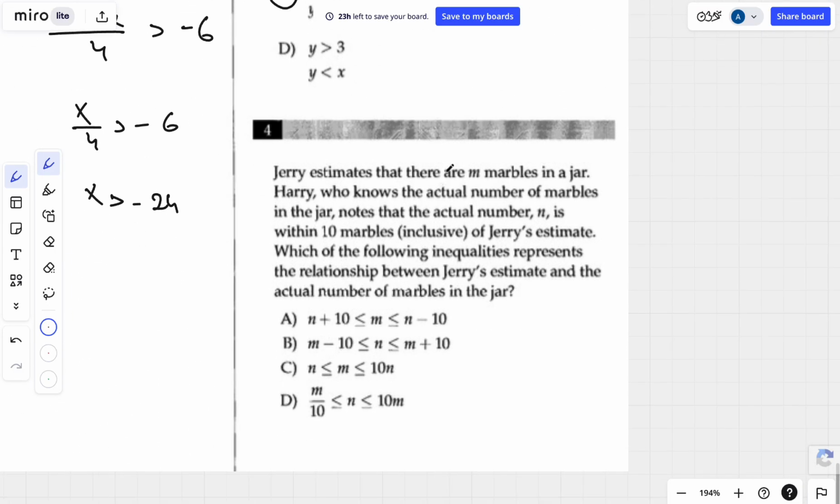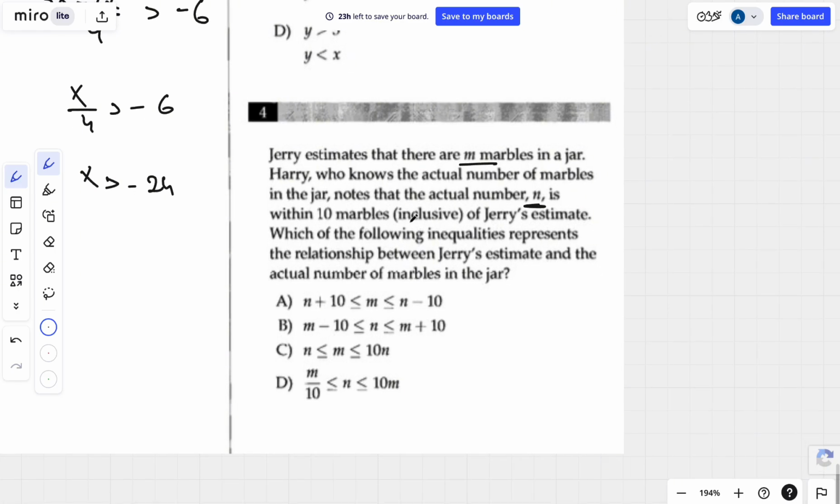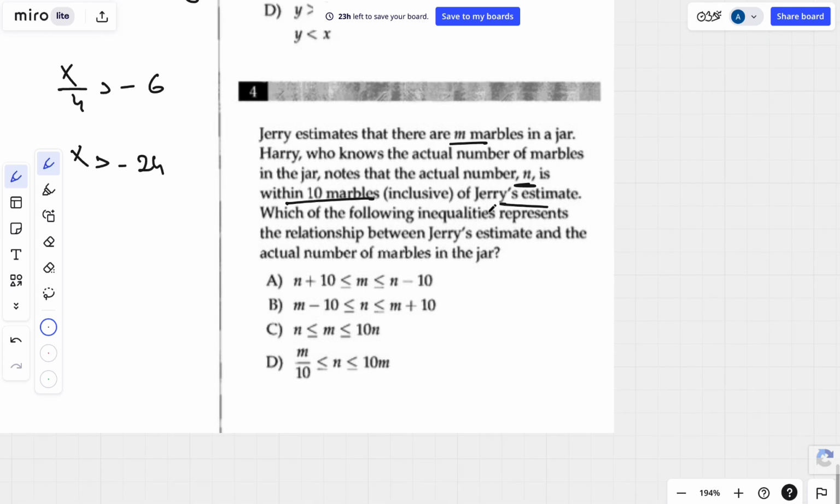Question 4, it says Jerry estimates that there are m marbles in a jar. Harry, who knows the actual number, says there are n marbles. And then his estimate is within 10 marbles of Jerry's estimate. So n is within 10 marbles of his estimate. So that means his estimate plus 10 and his estimate minus 10. It's between these two, right? So that's going to be B.